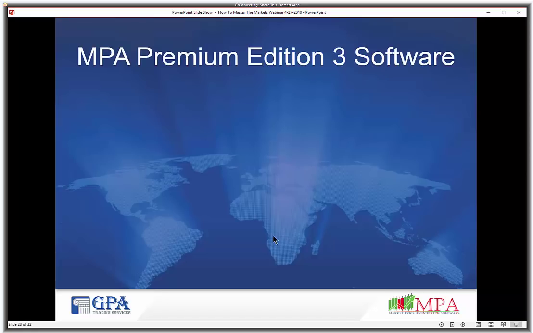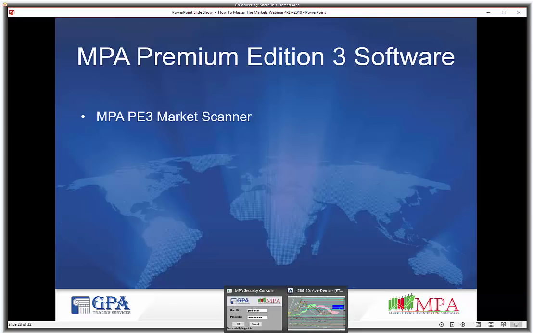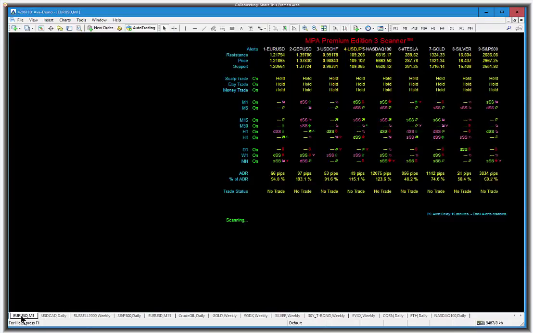Okay? So what is included in the software? We have an MPA PE3 market scanner. Well, let me show you what the MPA PE3 market scanner looks like. This is our MPA PE3 market scanner. It allows you to input the symbol of your interest. Notice there's a little accumulation of Forex, indices, stocks, gold and silver, S&P, got a little bit of everything. So you can customize this up to about, I think, 17, 18 symbols max, because you have to have room to see.